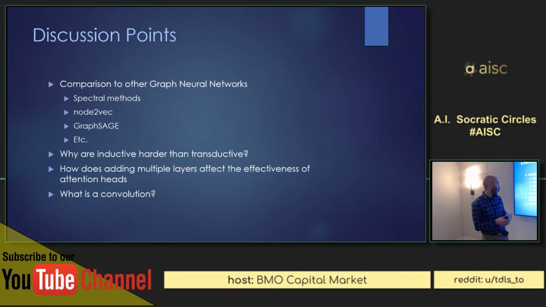Second point is, why are inductive learning problems harder than transductive? I think we covered that a bit during the presentation. Third one is a tricky one to think about. How does adding multiple layers affect the effectiveness of attention heads, right? Point out that the authors only use 2 layers, not more than that. But I guess they already got impressive results from using 2 to 3 layers in their networks. And the last one: is this really convolution? What's the definition of convolution? So, yeah, I open the floor for discussion.